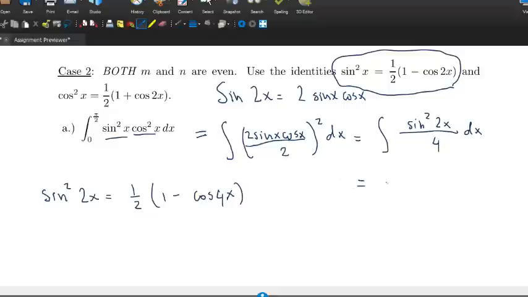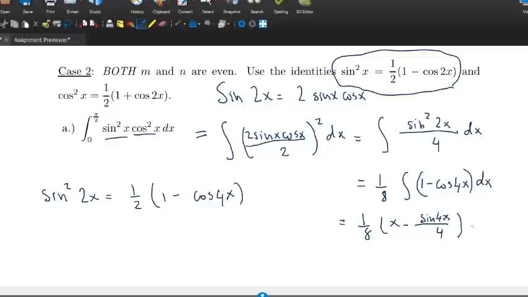Okay, so after this observation I can go ahead and write that last integral in the following form. I will get another half, so I can pull 1/8 out, and I will have the integral of 1 minus cosine 4x dx, right? So this is nothing but 1/8, open a parentheses, x minus, what's the integral of cosine, is sine 4x over 4, close the parentheses, and arbitrary constant c.